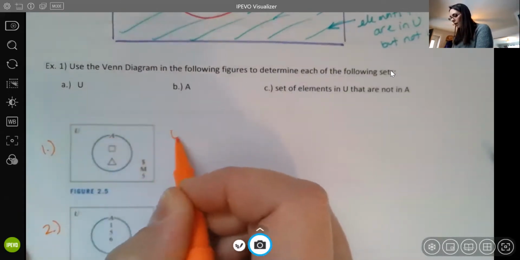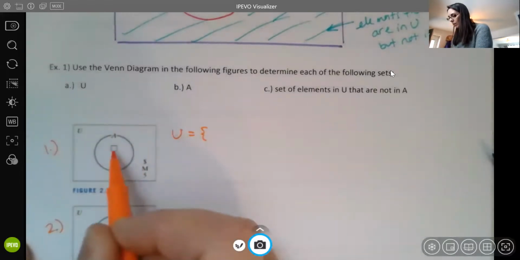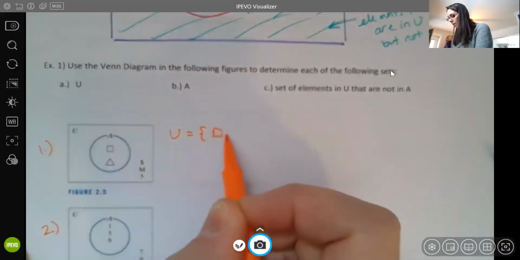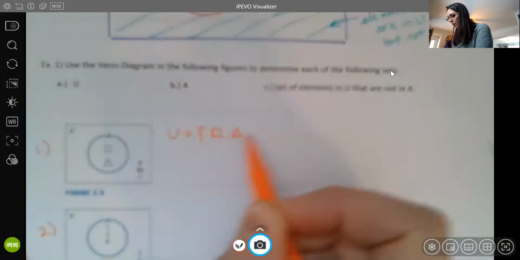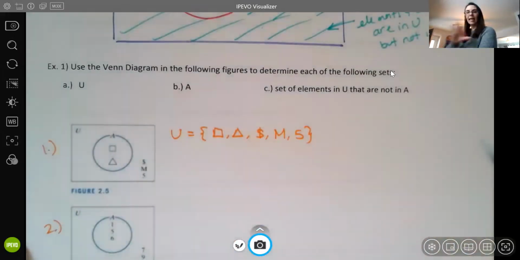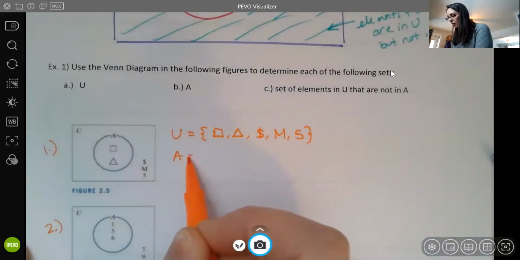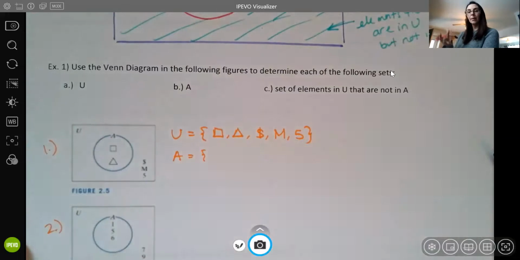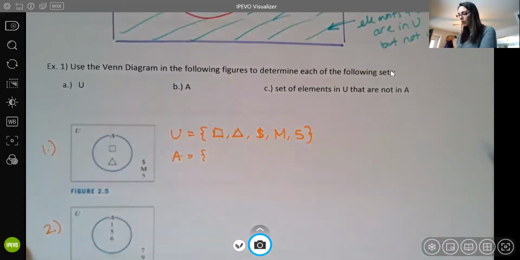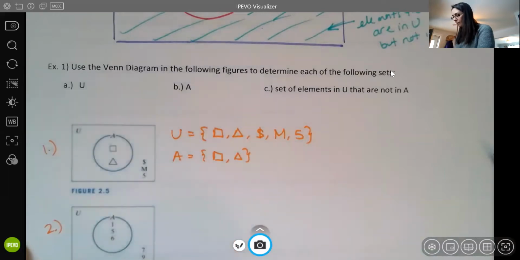So for example 1, the universal set is everything in the rectangle. So it's going to be the square and the triangle, and also the $ sign, the M, and the 5. So your universal set is everything, all the rectangle. A is just what's in the circle. So it's a subset of U. It's not everything. It's just that one little part. So it's the square and the rectangle.